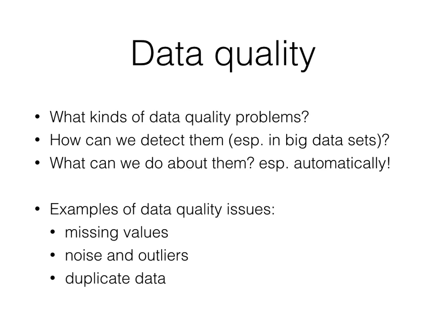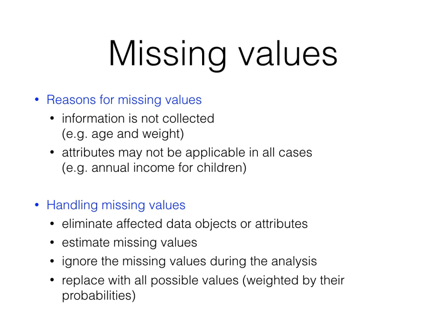As some examples of data quality issues, and we'll see these in a few minutes, we can have missing values, we can have noise or outliers in the data, or we can have duplicate data. So let's look at each of these three in turn. The first one is missing values. There's several reasons for missing values. Possibly the information wasn't collected. So for example, age or weight.